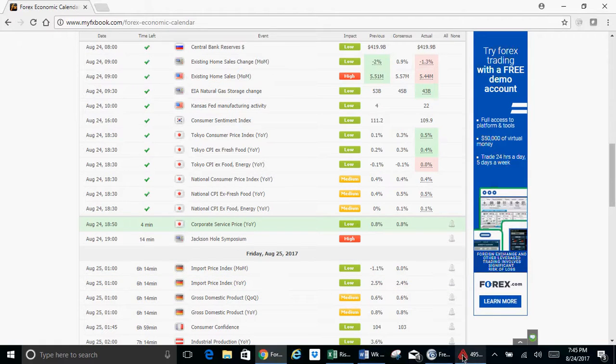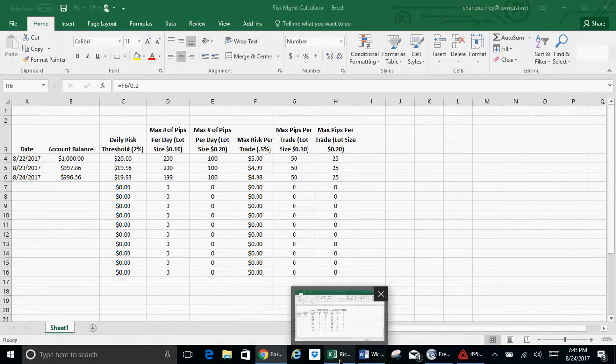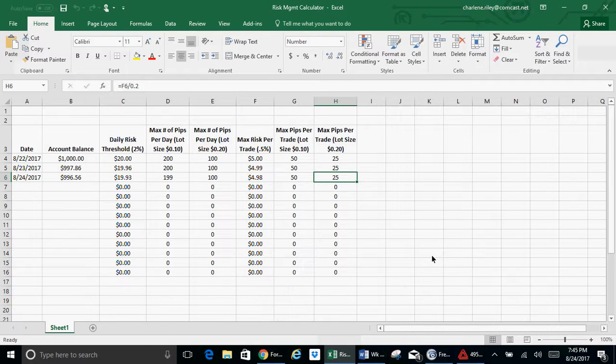So now the next thing I want to check out is how much I can trade with today. My current account balance is $996.56. I created this little spreadsheet so that I could quickly determine my daily risk threshold and the maximum number of pips per day and per trade.